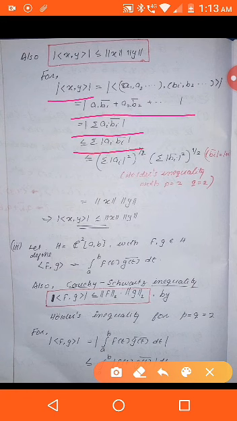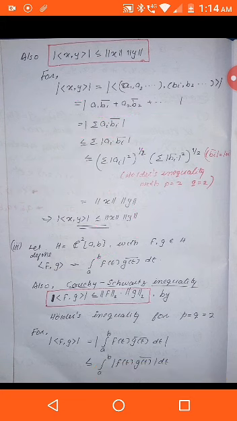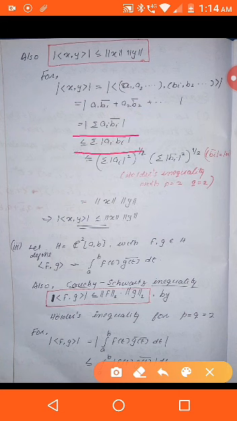which is less than or equal to sigma modulus of a_i b_i conjugate, since we know that modulus of x plus y plus etc. or z is less than or equal to mod x plus mod y, and this can be extended. Hence we can write modulus of sigma a_i b_i conjugate is less than or equal to sigma modulus of a_i b_i conjugate. By Holder's inequality this is less than or equal to sigma modulus of a_i square whole raised to 1 by 2 into sigma modulus of b_i conjugate square whole raised to 1 by 2.